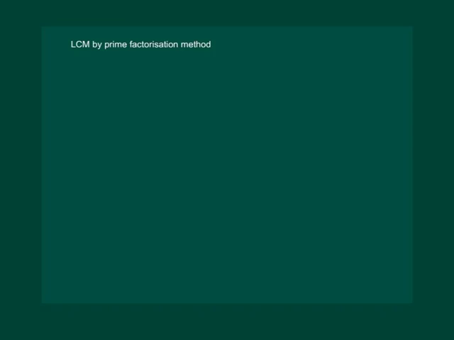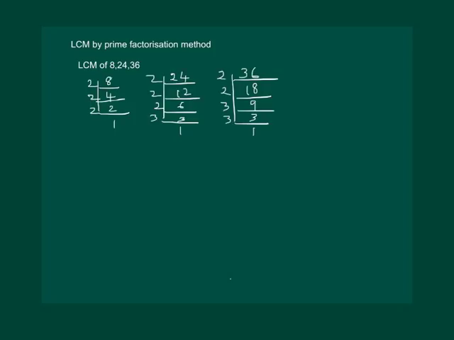Another method of finding LCM is by prime factorization method. Say we have to find the LCM of 8, 24 and 36. Firstly, we will prime factorize each of these numbers. Then 8 can be written as 2 into 2 into 2. Similarly, 24 can be written as multiple of its prime factors, and 36 also can be written as multiple of its prime factors.